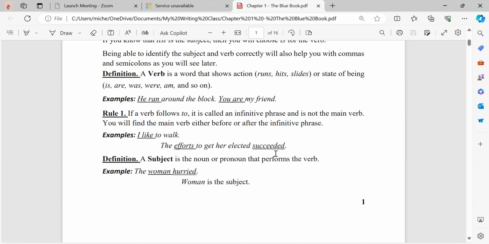The efforts to get her elected succeeded. So to get right here is the complementary. And succeeded is from the word success. This is the main verb, not to get. So always keep in mind that when searching for the main verb, the word that is followed with to is not the main verb. It's just a phrase, which we call an infinitive phrase.